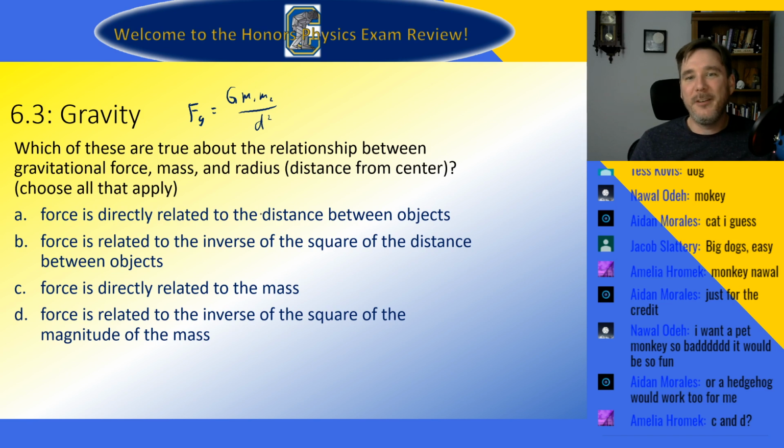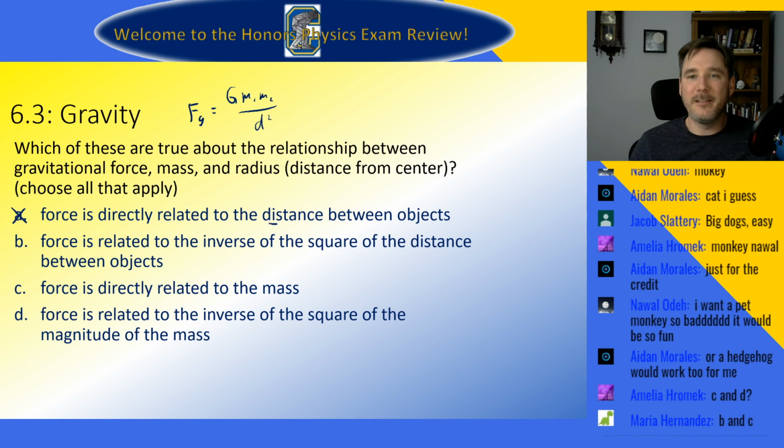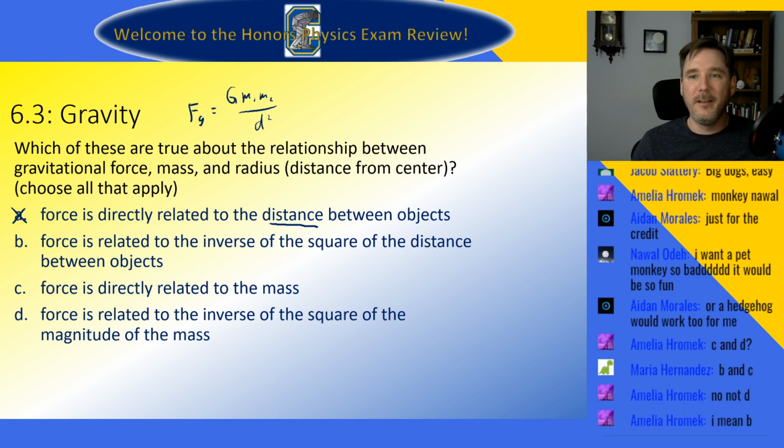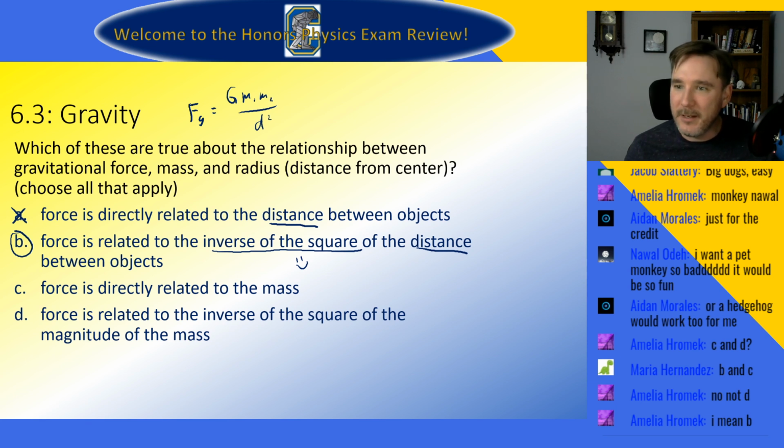So force is directly related to the distance between the objects. That is definitely not true, because if we know anything about distance, it's going to be the inverse square. All right, so we look at this one. Not D. Well, let's see. We've got distance involved with this, and inverse square. Yes, that is definitely true. So B is going to be at least one of our choices. Sorry, you were right originally. Wait, you said B, not C. Okay, got it. Yes, B and C.